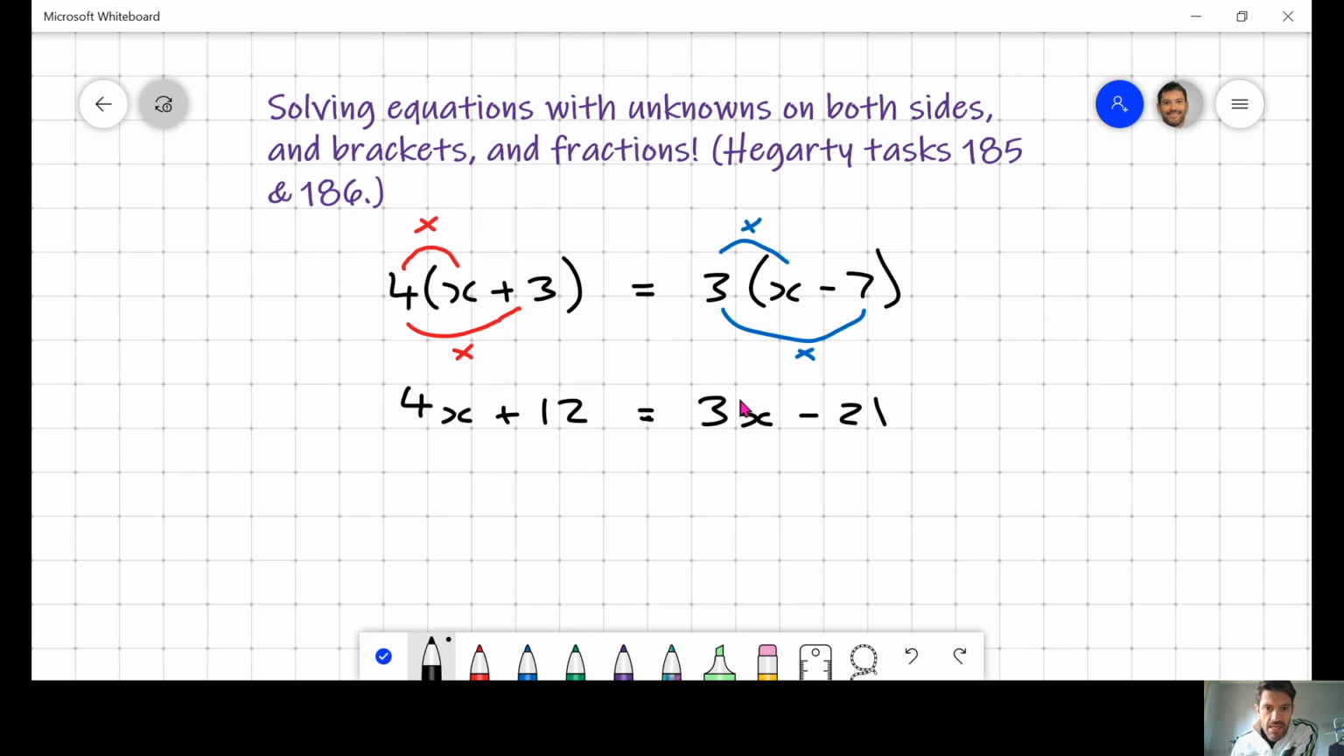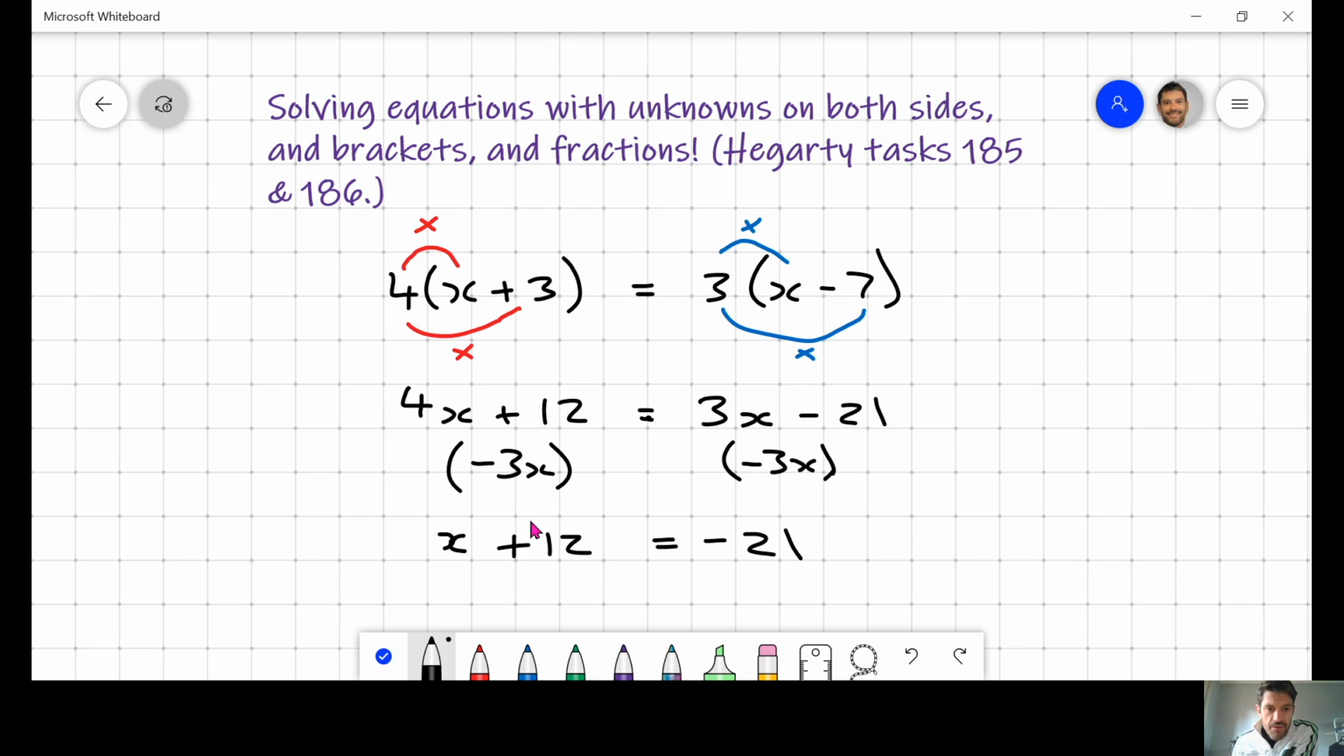And then I think you can do the rest, but you find the lower number of x's, the term in x which has the lowest coefficient. So we've got 4x and 3x. So 3x is the smallest and we inverse it. If it's positive, we subtract it. If it's negative, we add it. 4x take away 3x is x. 12 stays the same. And we've got negative 21 over here.